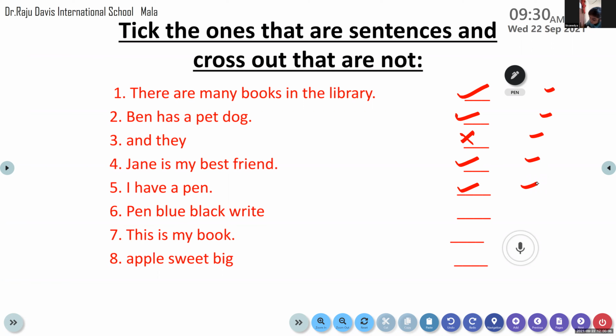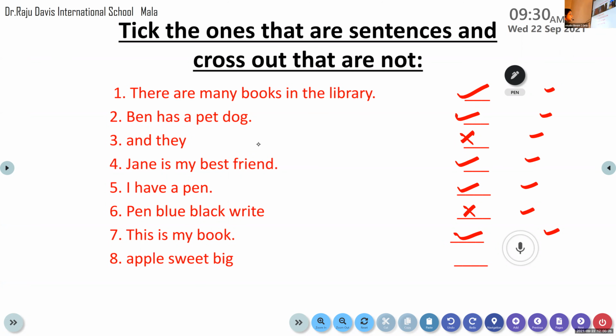Blue pen, blue, black, right. Is it a sentence? No, it is not a sentence. So we have to put a cross mark. This is my book. Is it a sentence? Yes. Then we have to put a tick mark against it. If your answer is right, put a tick mark against it.